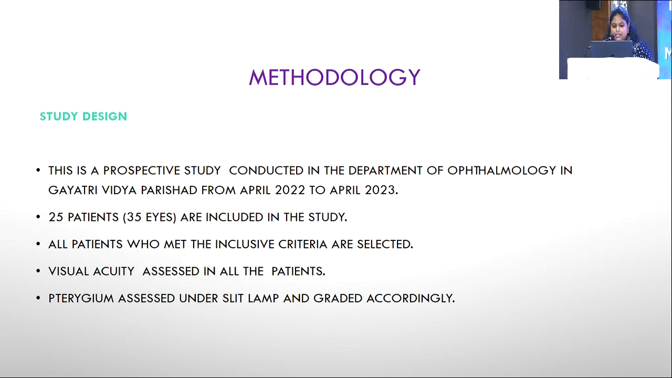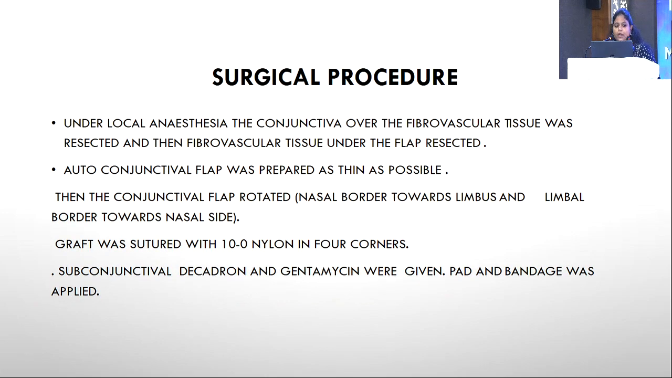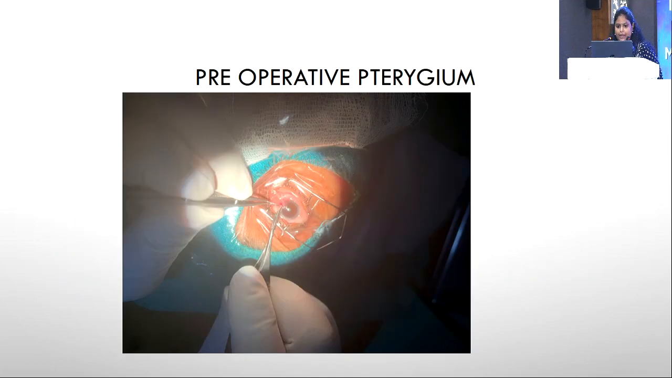Visual acuity is assessed in all patients and pterygium is assessed under slit lamp and graded accordingly. Surgical procedure: under local anesthesia, the conjunctiva over the fibrovascular tissue was resected and the fibrovascular tissue under the flap is resected. Autoconjunctival flap was prepared as thin as possible. Then the conjunctival flap is rotated, nasal border towards the limbus and limbal border towards the nasal side. Graft was sutured with 10-0 nylon suture in four corners and subconjunctival dexona and gentamicin were given. Pad and bandage was applied.